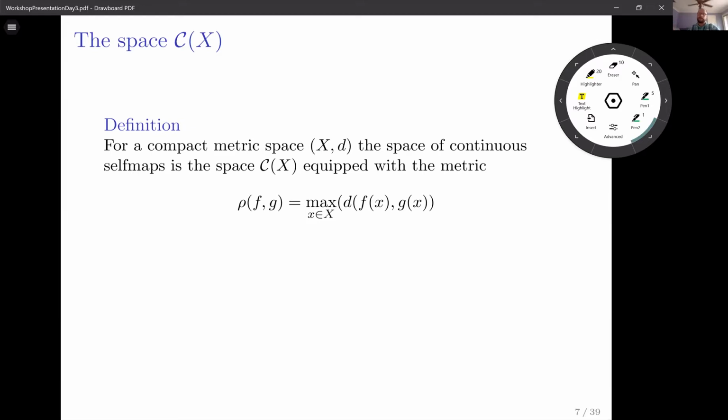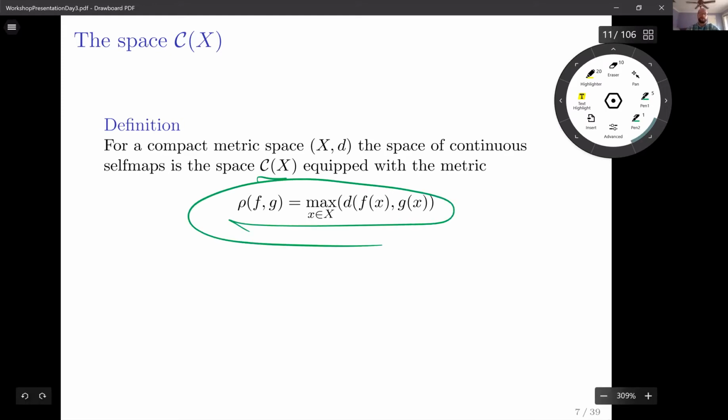So for a compact metric space X with metric D, the space of continuous self-maps is the space I denote by script C of X. Okay? And we equip it with just the max or the sup metric, right? It's a compact space, so we can put max there instead of sup. What's this? The supremum over all pairwise distances. We look at a point x, we see where f takes it, where g takes it, we compute that distance, we do that over all x, take the supremum or the maximum, and that's what we call rho.